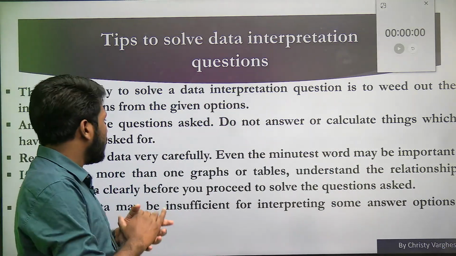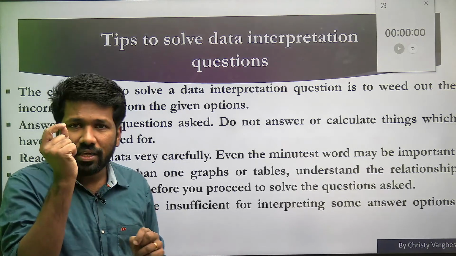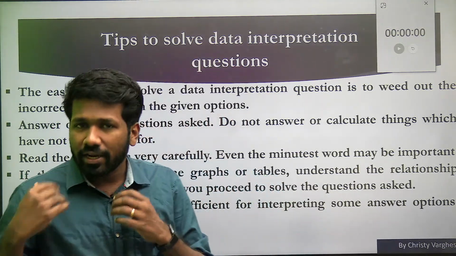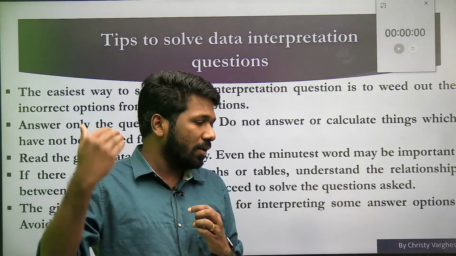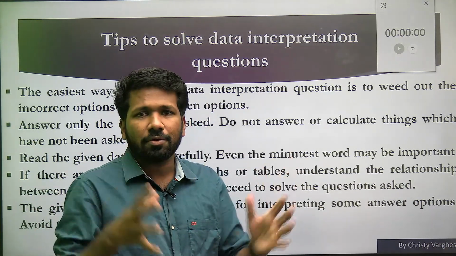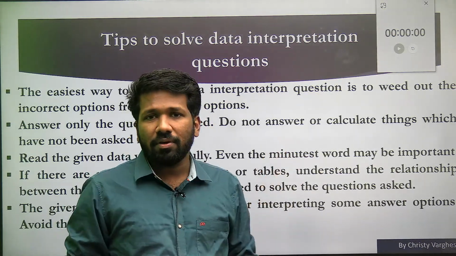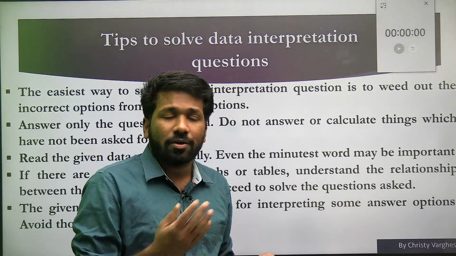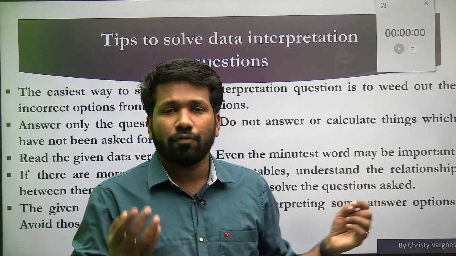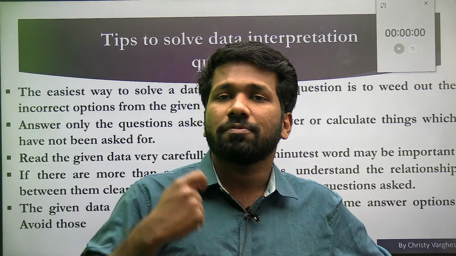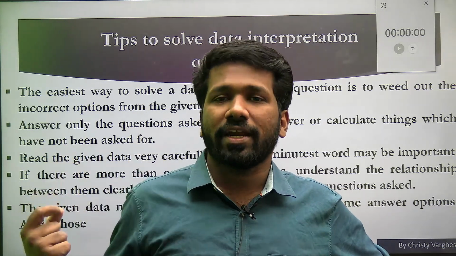The third point is very important. Clearly understanding the meaning of each word is very important, whether it is in the data, in the table, in the bar chart, or generally in the question, what is asked. Sometimes the minutest word means it can be like true. In many data interpretation questions, instead of asking which among the following is true, they can also ask which among the following is false or incorrect.